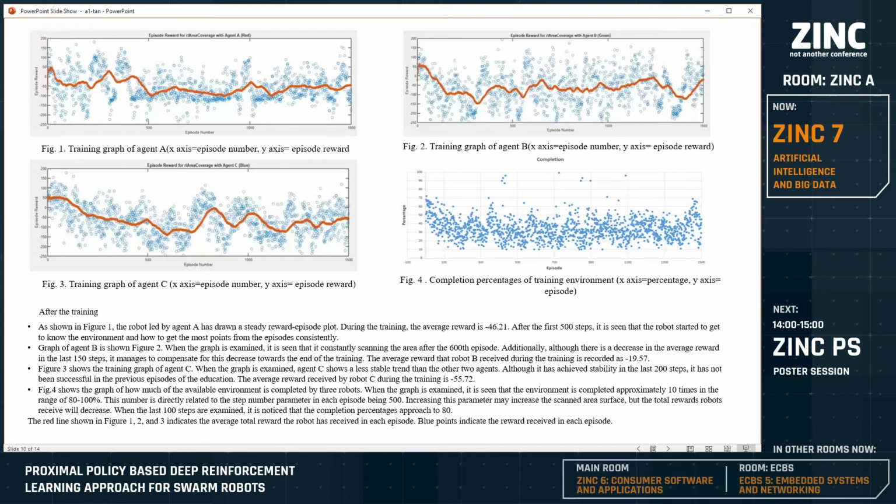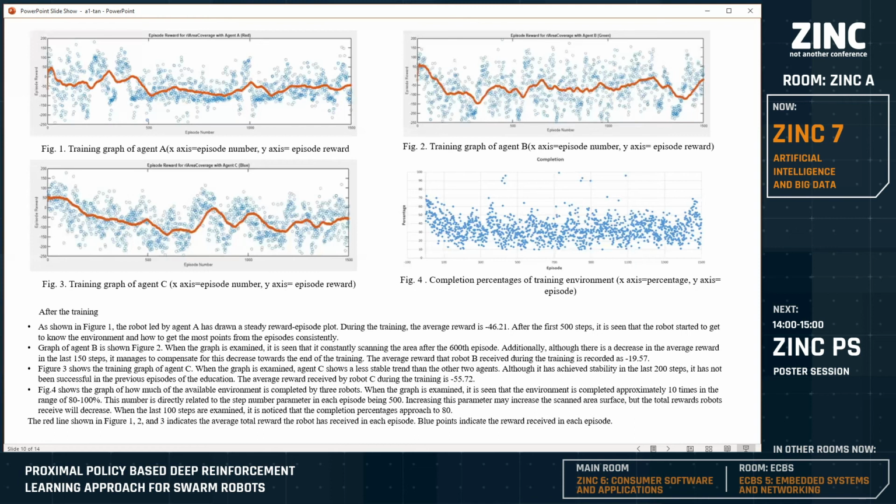Figure 3 shows the training graph of agent C. When the graph is examined, agent C shows a less stable trend than the other two agents, although it has achieved stability in the last 200 steps. It was not successful in the earlier episodes of the training. The average reward received by robot C during training is minus 55.72.